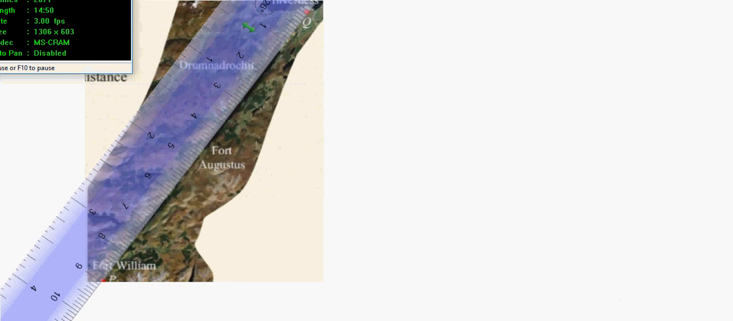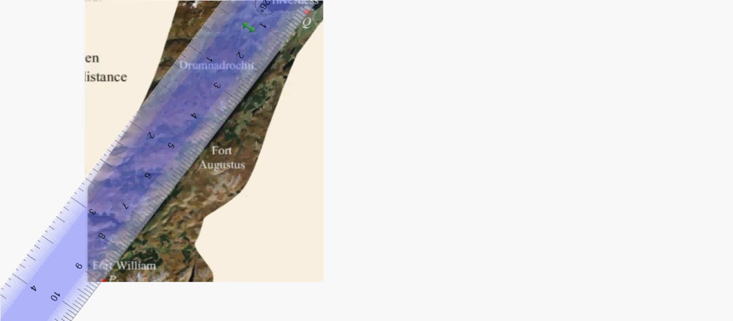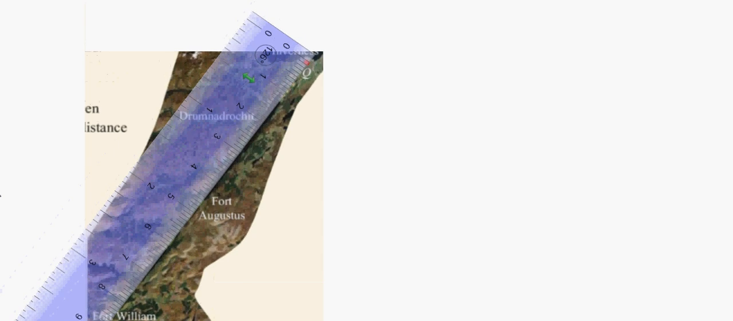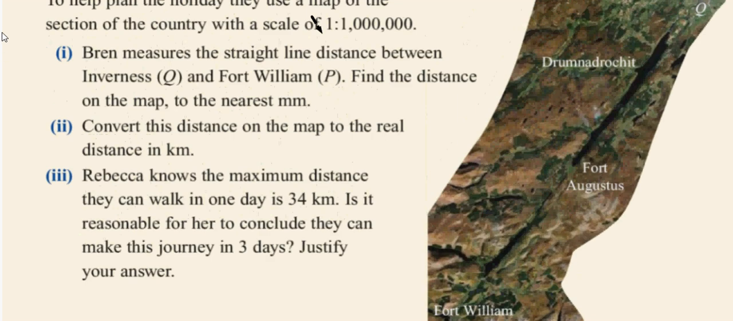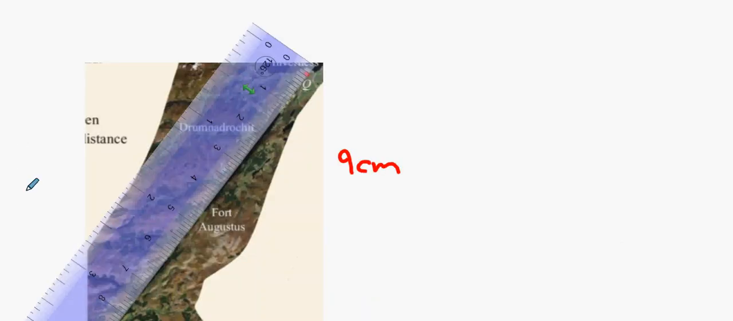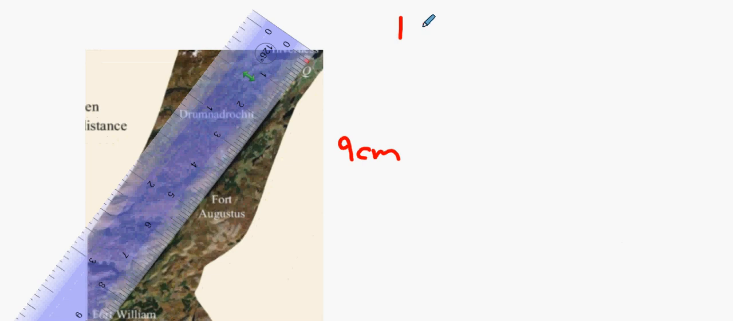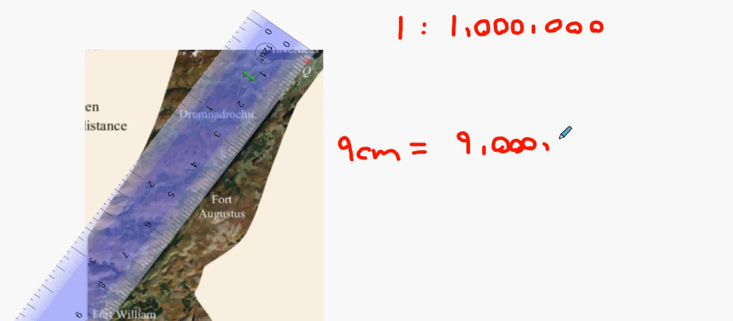You have a map, and when you measure the distance of Inverness to Fort William, as in P to Q there, you can see that it's roughly 9 centimeters. Now, they said the scale, however, is 1 to a million. So 1 to a million means that it's a million times bigger in real life. So it's actually not 9 centimeters at all. It's actually 9 million centimeters. And the thing is, we don't really measure distances that long in centimeters.